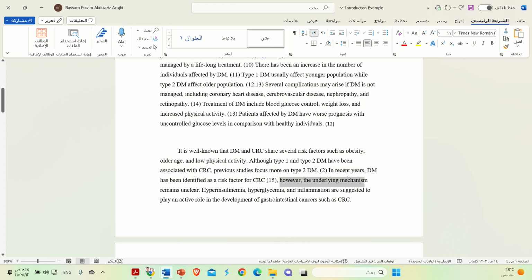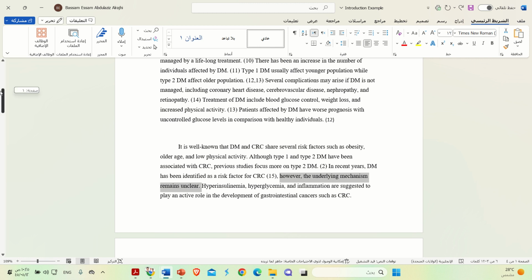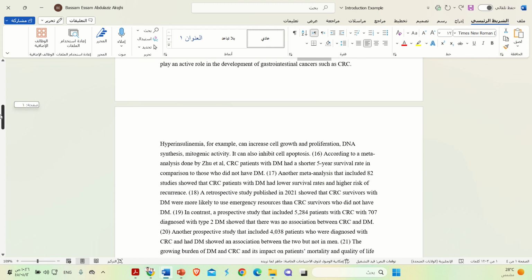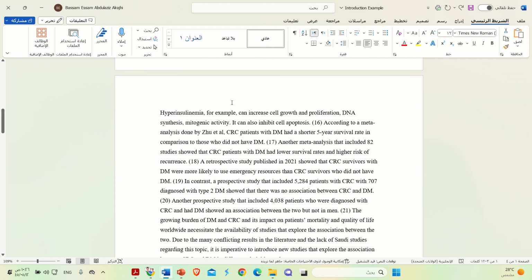So however, the underlying mechanism remains unclear. So I want to talk about what is unclear in the literature, and we don't know exactly what connects the two. There are some suggested hypotheses like hyperinsulinemia, hyperglycemia, and inflammation, and how they play an active role in the development of GI cancer. So then I talk a little bit more about those hypotheses.